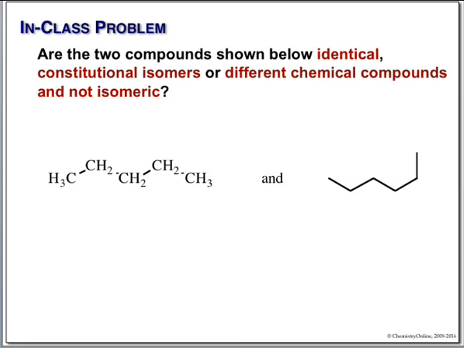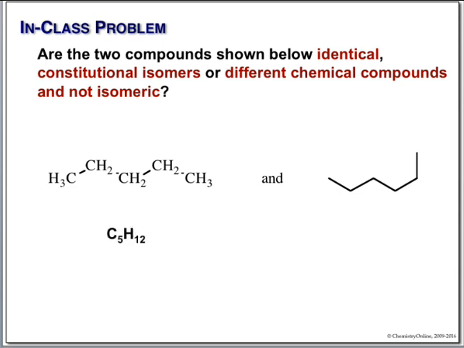Look at these two. Are these identical compounds? Are they constitutional isomers? Or are they different and not isomers? Step 1. You want to look at your parent chain. They're both straight chains, aren't they? How many carbons in each chain? 5 on the first one. 1, 2, 3, 4, 5.